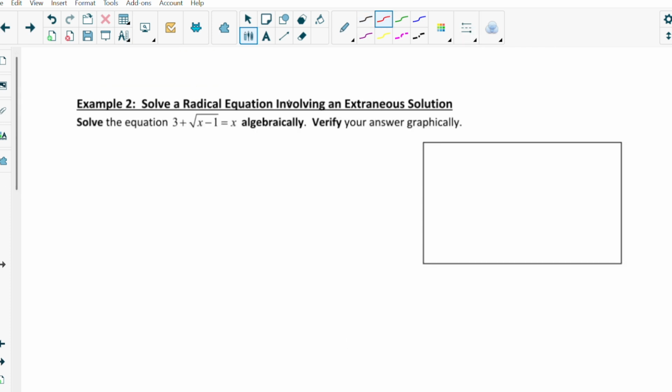Example 2. Solve a radical equation involving an extraneous solution. So solve the equation 3 plus the square root of x minus 1 equals x algebraically. Verify your answer graphically. So I start with 3 plus the square root of x minus 1 equals x. I need to isolate the radical, so I'm going to subtract 3 from both sides. And then let's square both sides.